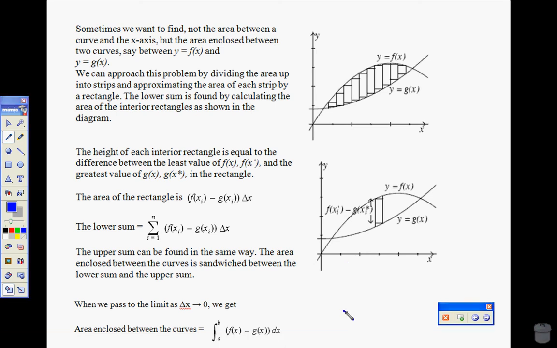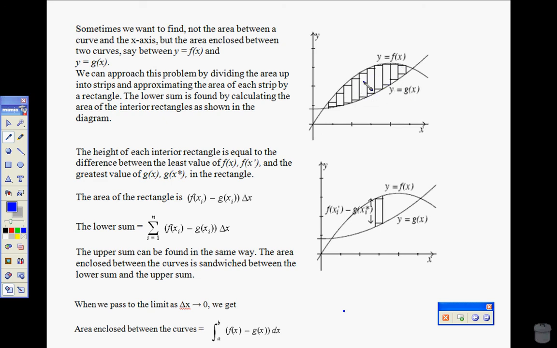We're going to move our area questions into a little bit harder place now, because what we want to do is look at the area between two curves. So, say we've got two curves here, the functions f of x and g of x. We want to find the area between them.